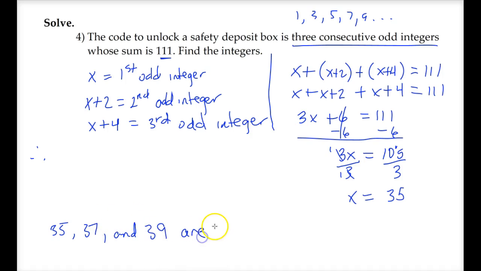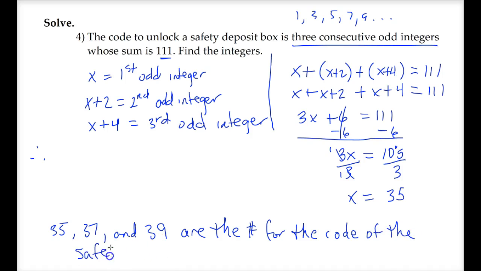And so these are the numbers for the code of the safety deposit box. Okay. Or you can just say 35, 37, and 39 are the integers, and that would be enough to answer the question there. Okay. All right, so we'll move on to example number 5.